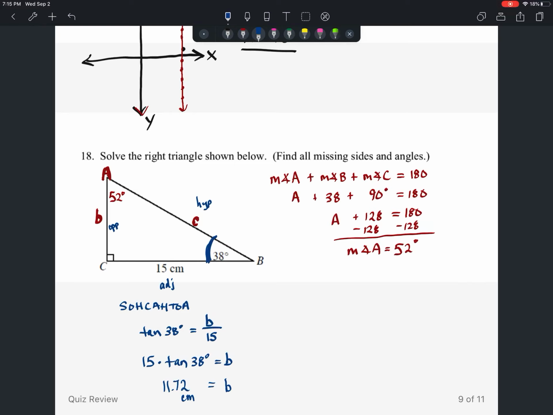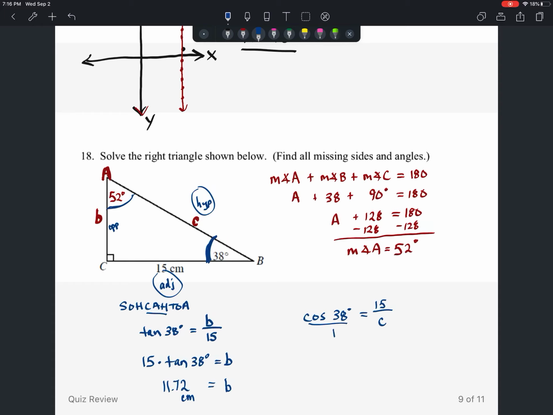Now that you know this is 52, you could use this side if you want to. I'm going to stick with the same angle. I've got my adjacent side and my hypotenuse. So I've got my cosine. So we're going to say cosine of 38 degrees is going to equal adjacent over our hypotenuse.